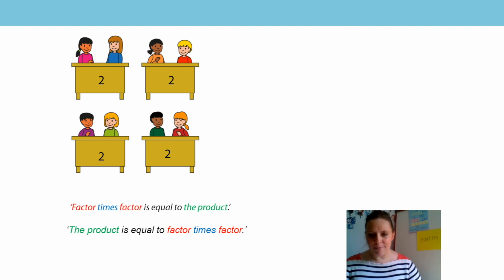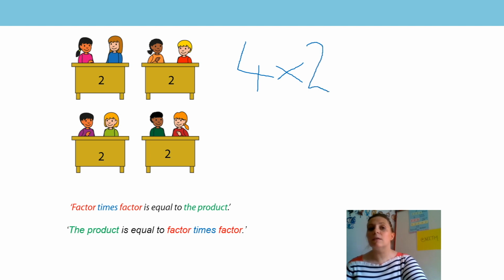Okay, are you ready? Let's have a look at the answers together. So, first of all, I asked you to write it with the factors first. And I had factor times factor is equal to the product. Okay, I had four. Where did I get that four from? The groups of children. I then had my nice multiplication symbol. Then I had my other factor. What was that? It was two, because that represents the number of children in each group. And four times two is equal to the product, which was eight.